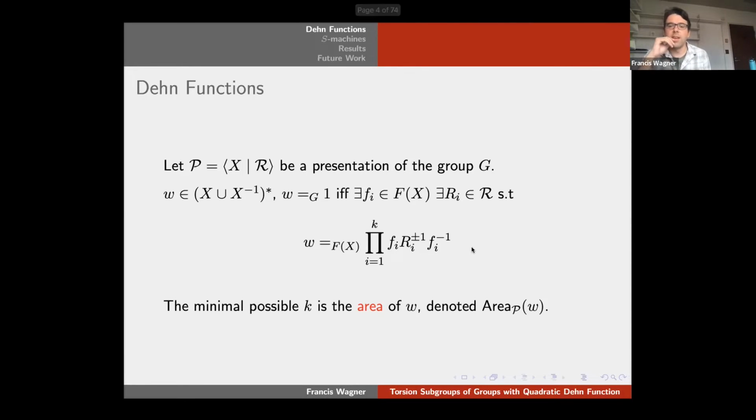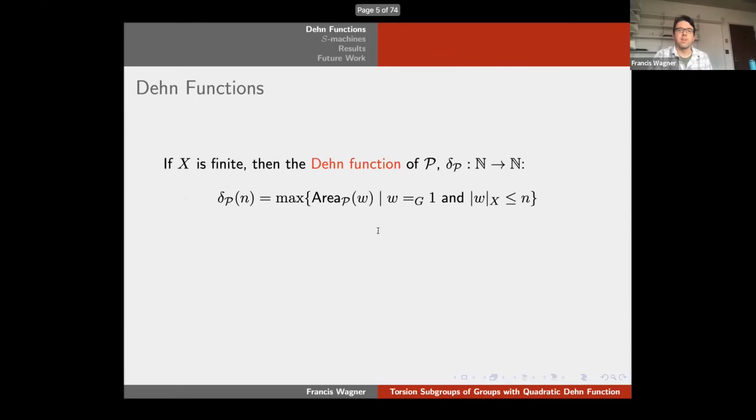So what we're interested in here is the minimal number of such factors needed to represent the word. That is to say, K is the minimal possible value of K. That's going to be called the area of the word with respect to this presentation. Okay. So if the generating set is finite, then we can define the Dehn function of this presentation, which is going to be this function which inputs a natural number and outputs the maximal area of a word which represents the identity in that group and whose length is at most the input.